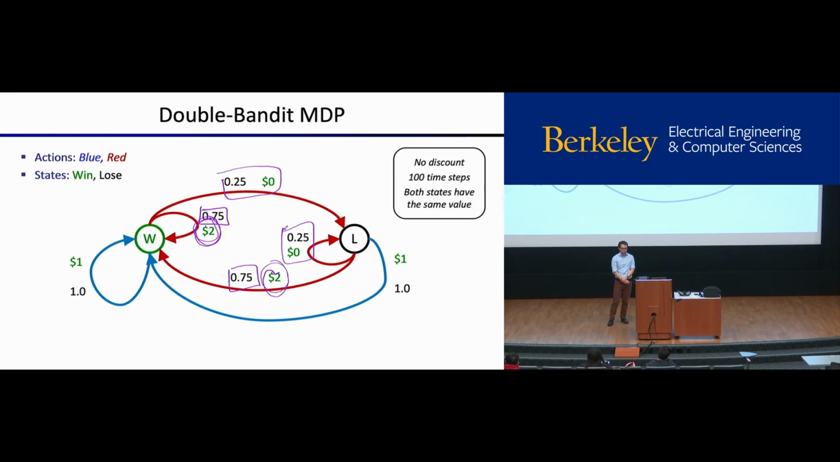Okay? So let's ignore discounting for the sake of this example, and let's just say that we have 100 pulls, right? We have 100 time steps to try and extract as much money from these two bandits as possible. So how would we do that?